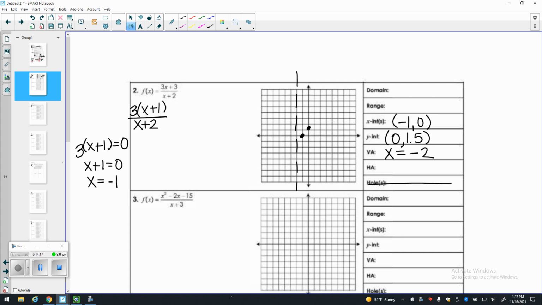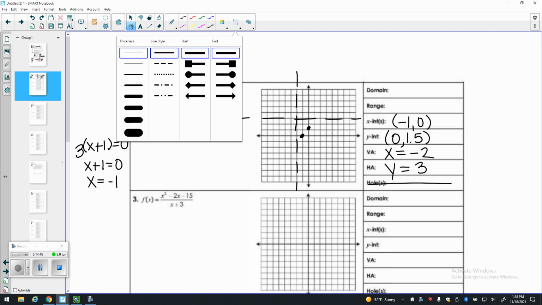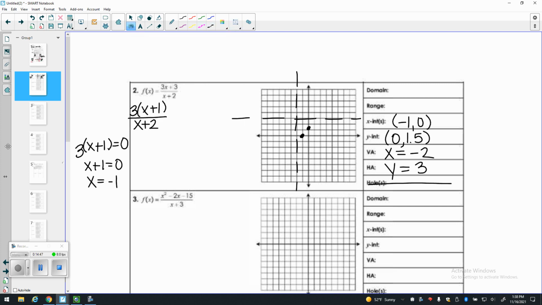What's the leading coefficient of my numerator? Oh, wait, it's 3, right? Go back to the original. What's the leading coefficient of my denominator? 1. So 3 divided by 1 is 3. So my horizontal asymptote is y equals 3. Okay? Do we have one piece of the graph already done? You have one piece, right?